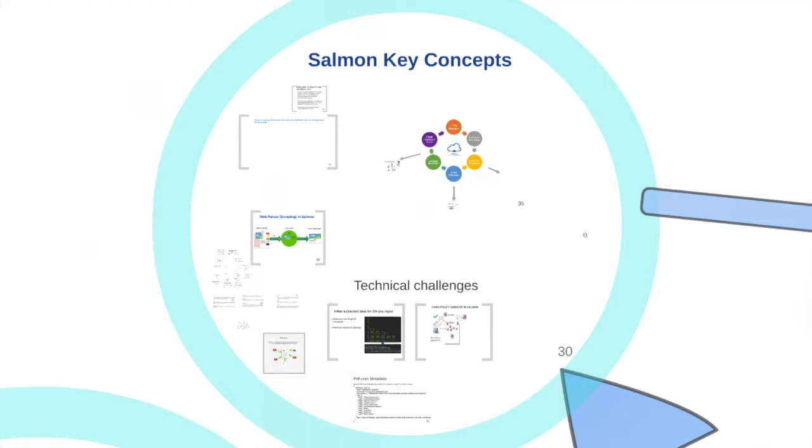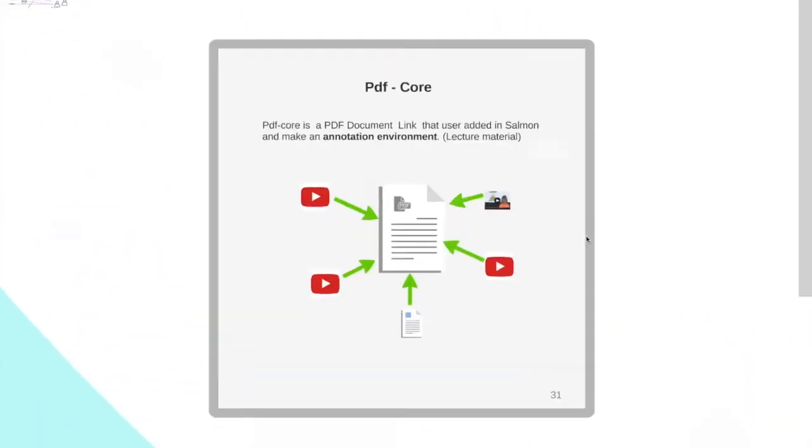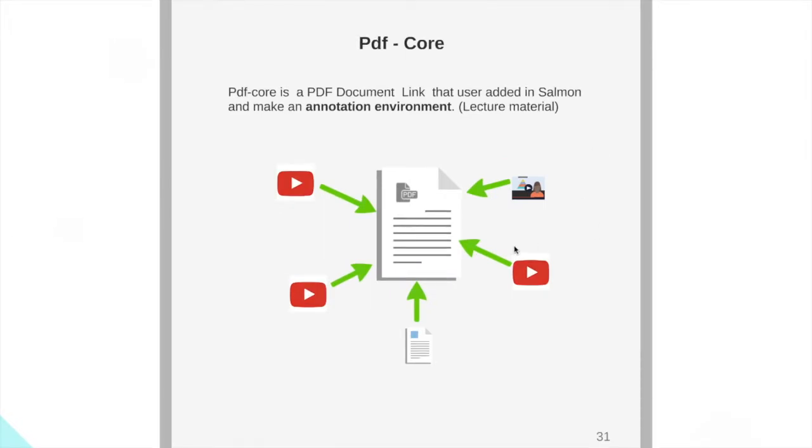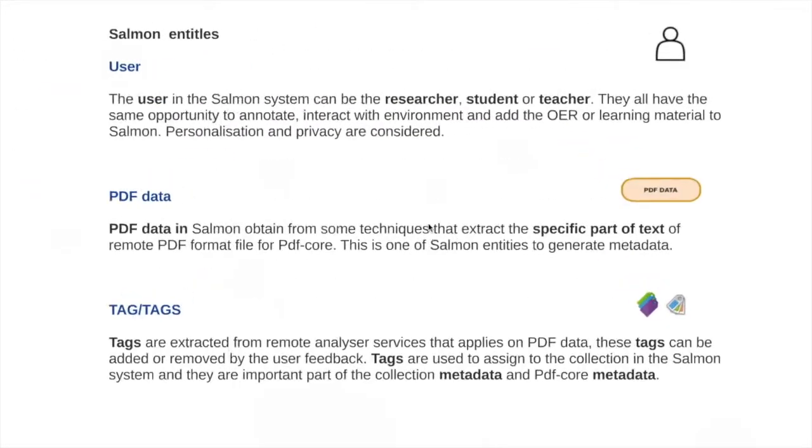Some key features of Salmon we want to mention here. So PDF core is the document that Sara added to the system, and all her friends can collaboratively annotate that document. We call it PDF core up to now. PDF core is a document link that Sara added to make an annotation environment, and all other links can be like a cloud, like a seed that is related to this document. We call this document PDF core, and it should have PDF format to be accepted inside of Salmon.